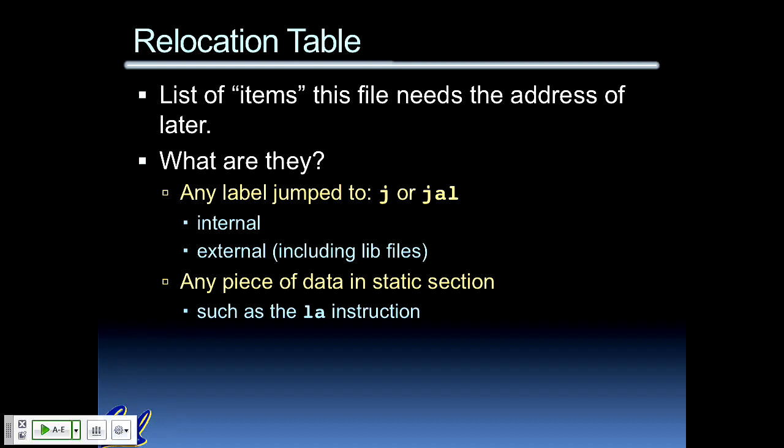So every label that's jumped to, and this can be internal or external, because you may declare these are functions I'm going to jump to and I need to know those addresses, as well as these are functions within my module that somebody else may need to know about. So it works two ways. I can call a function somewhere else, and somebody else can call this function. I need to export both those pieces of information, the things I'm interested in and the things I'm providing to other modules. And also any piece of data in the static data section.